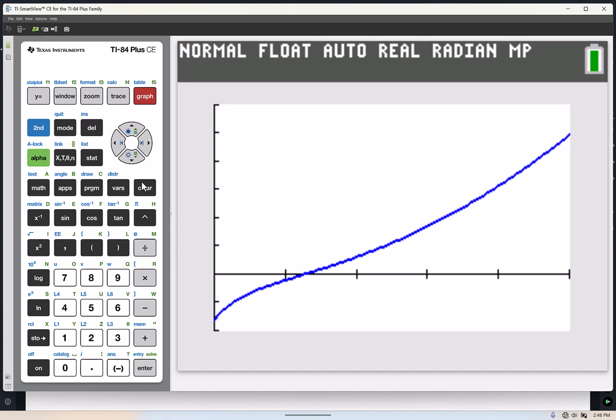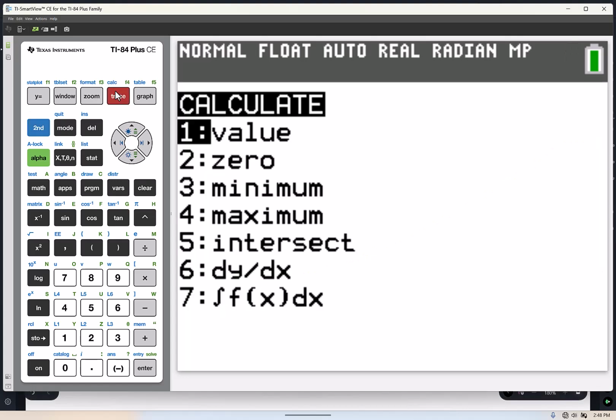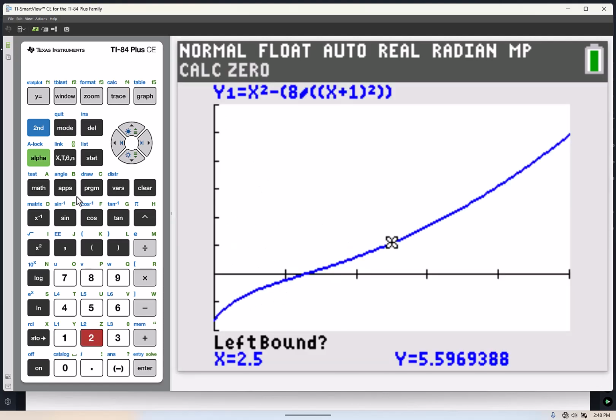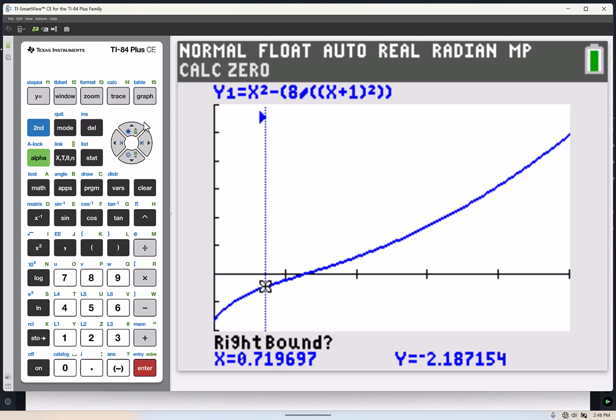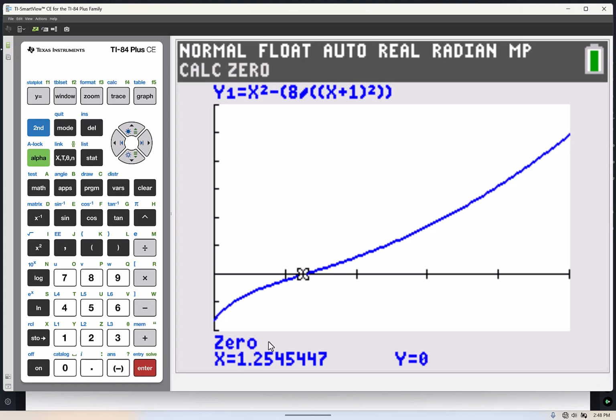Okay, guys, you have to do nothing by hand. So check it out. Second, calculate. Which one am I going to use? The zero, because that's where the y value is 0. It's going to say left bound, so it wants to know where to look. Look between here, enter. And right bound, go to the right of that, enter. And it's going to say guess. That's if you have several zeros, you go to the closest one. You only have one, so to make time fast, just push enter. No, I don't want to guess. And there it is.